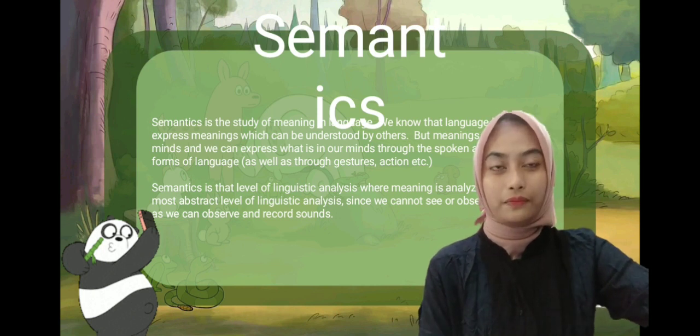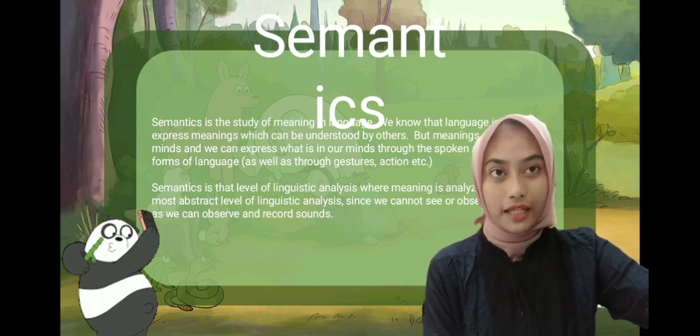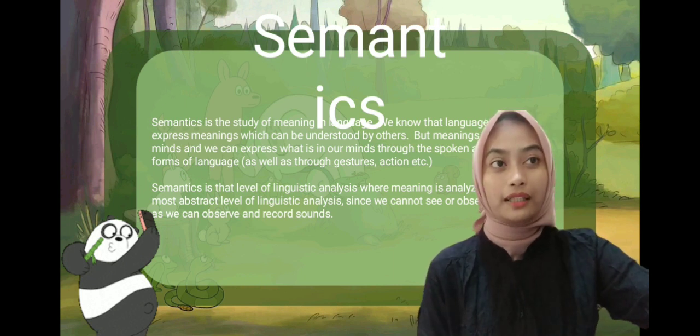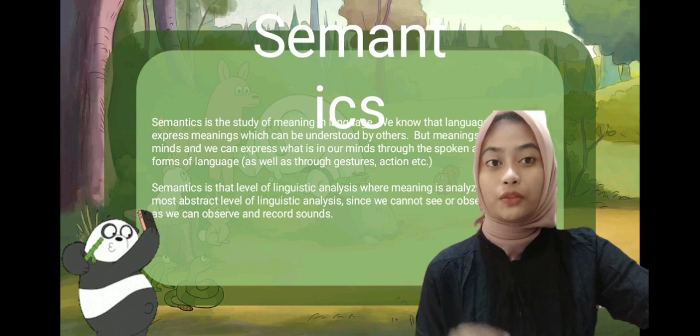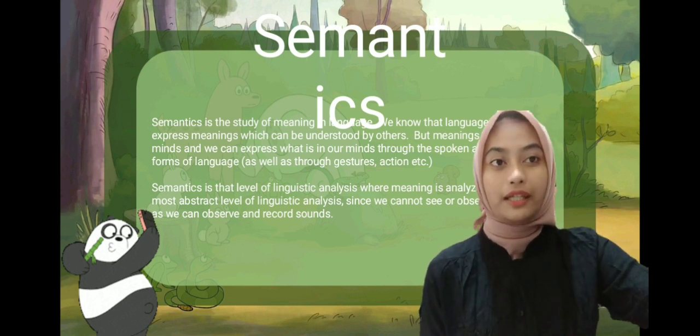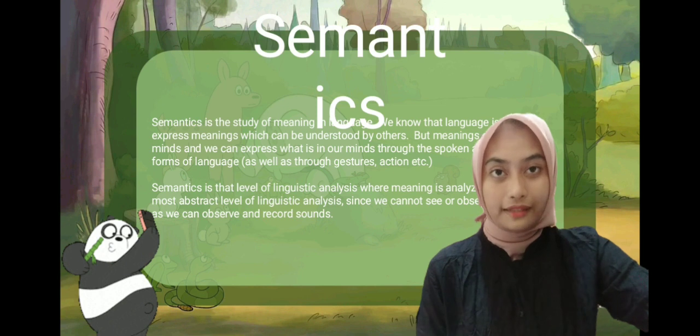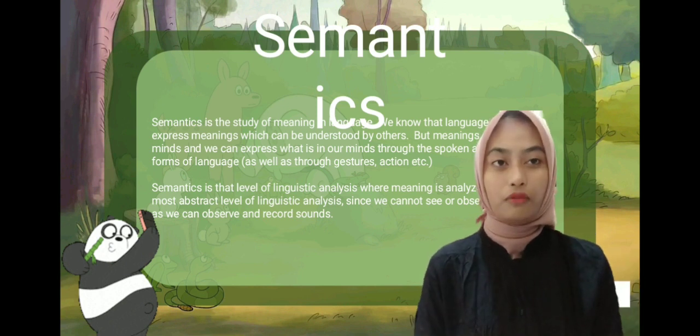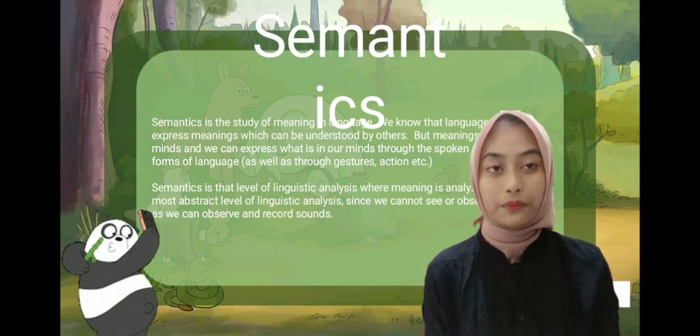What is semantics? Semantics is the study of meaning in language. We know that language is used to express meanings which can be understood by others, but meanings exist in our minds and we can express what is in our minds through the spoken and written forms of language, as well as through gestures, action, etc. Semantics is that level of linguistic analysis where meaning is analyzed. It is the most abstract level of linguistic analysis, since we cannot see or observe meaning as we can observe and record sounds.